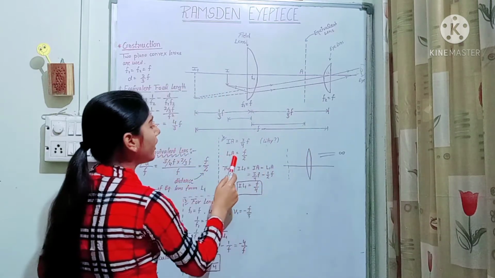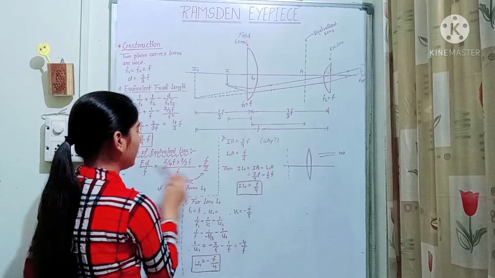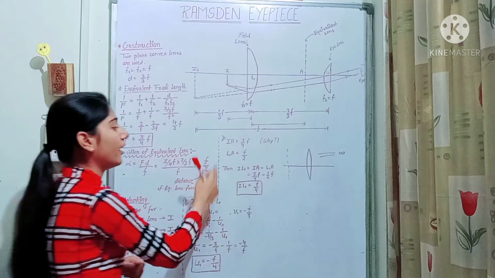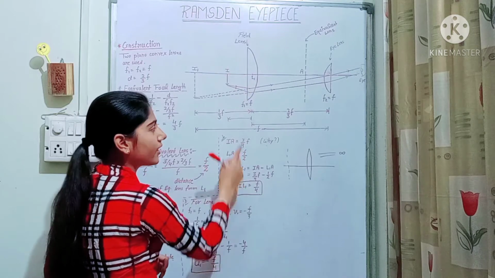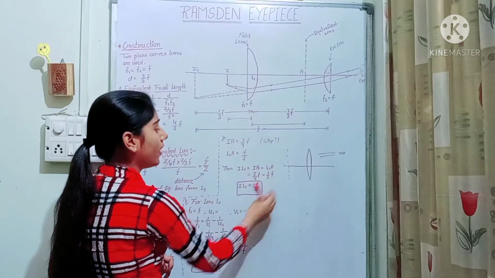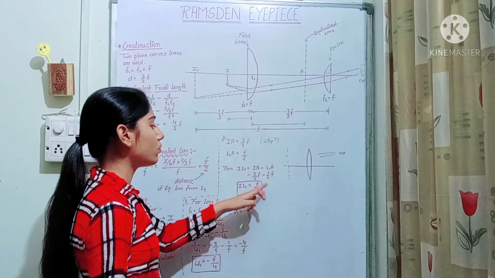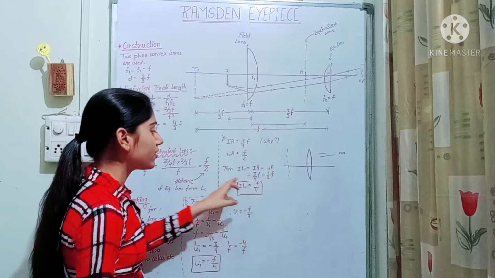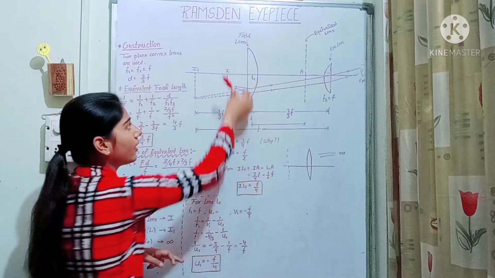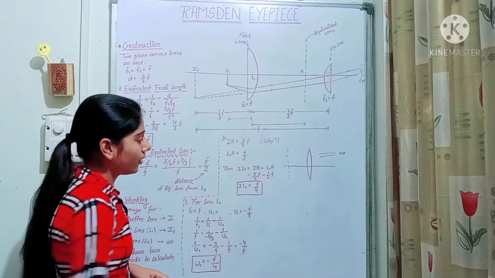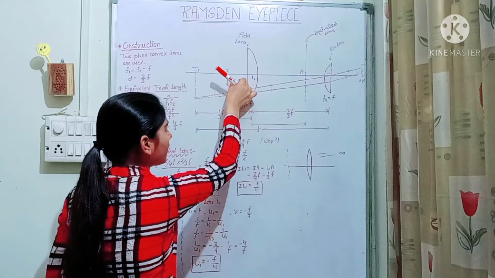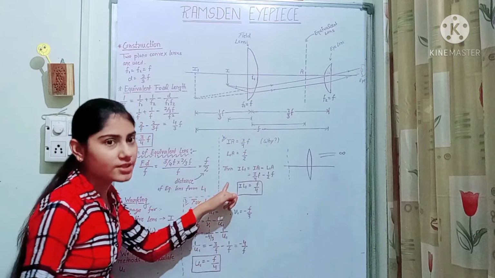Okay, and L1A we know is f by 2 from here. Then we want to calculate this IL1 by geometry, it is equal to this, and we get IL1 is equal to f by 4. This is showing only distance, therefore we don't get a negative sign here. So this distance is f by 4. This is the first method.